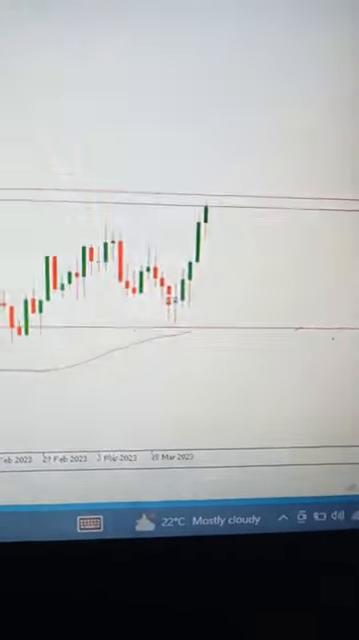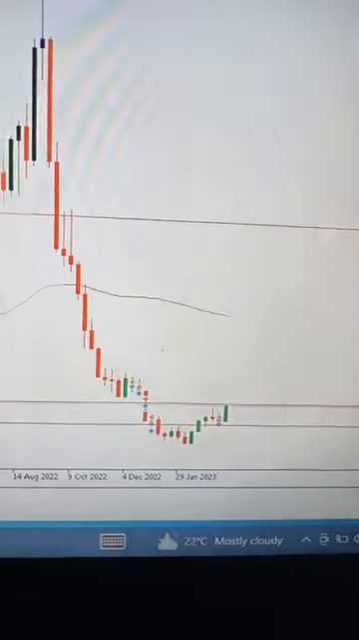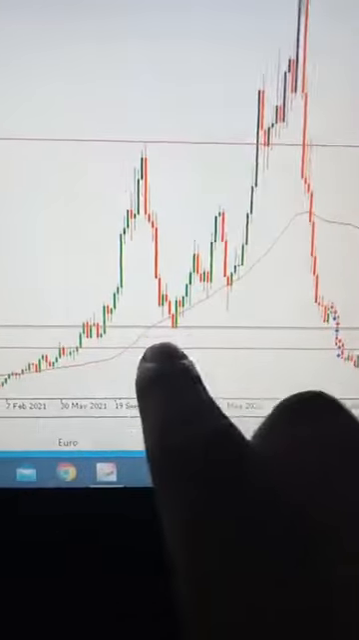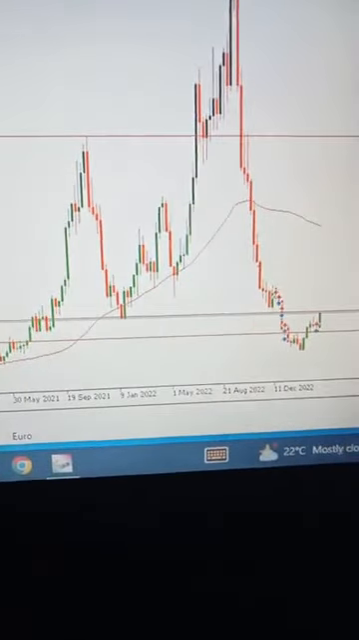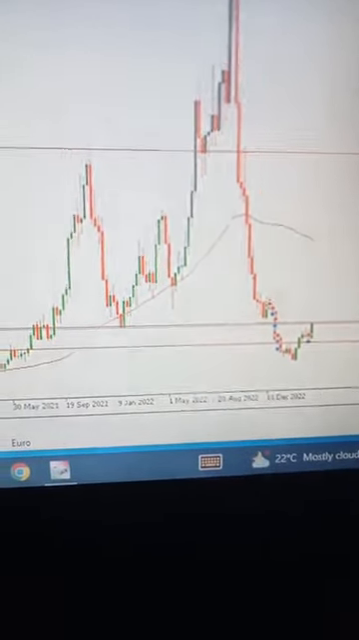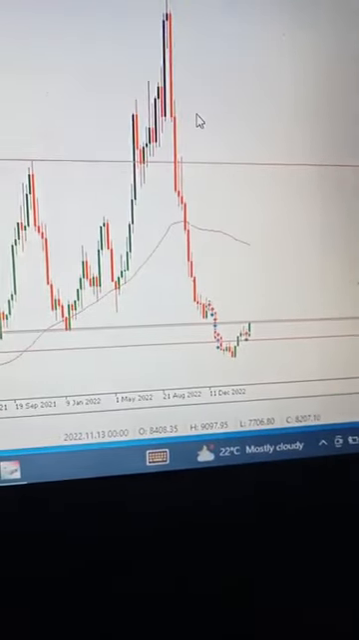As you can notice, V100 broke this support and then came back to retest it. Let me zoom in. V100 broke the support. Let me put on our weekly level. V100 broke this support, then came back to retest. So the market has reached a resistance point. An entry will be a safe entry for a buy.